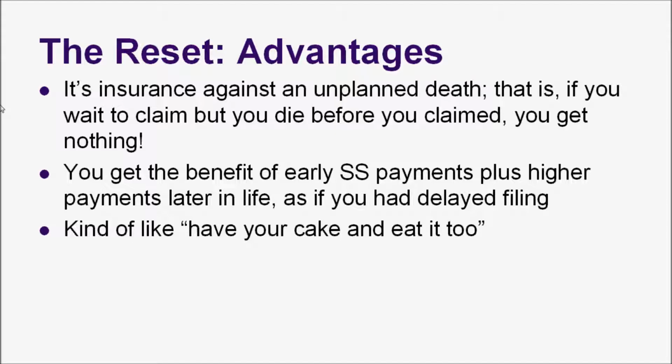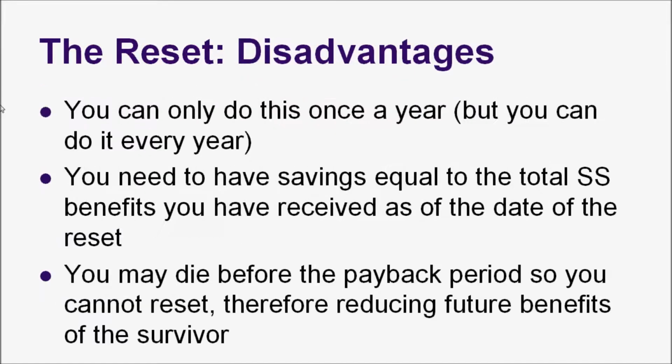Let's suppose that you file at 62 and you get your Social Security for the full year. At the end of the year, you pay it back, and you take it again at 63. You draw it for a whole year. At the end of the year, you pay it all back. You're saying, well, I'm no better off. It's a hassle. Yes. But what would happen if you would not have filed and you die, say, at 63 or at 64? You don't have gotten anything. This way, at least you got some money. So think about the reset as an insurance against a premature death.